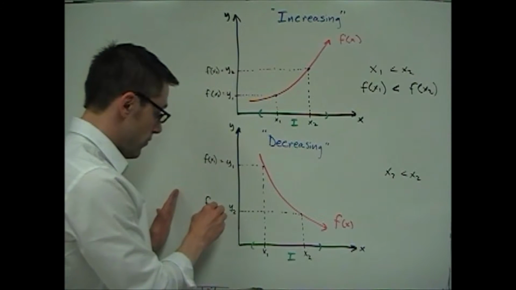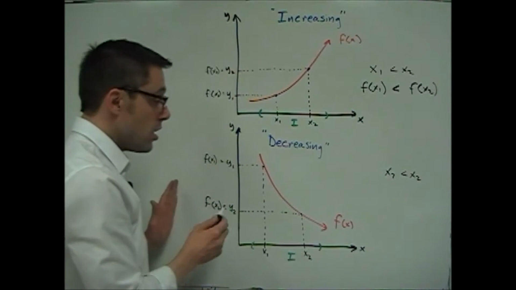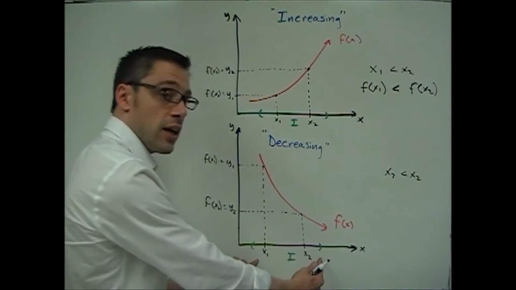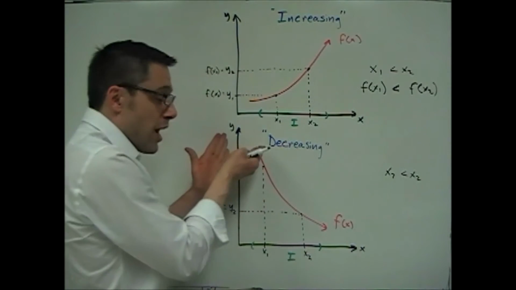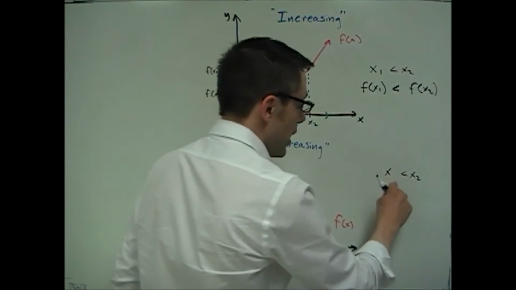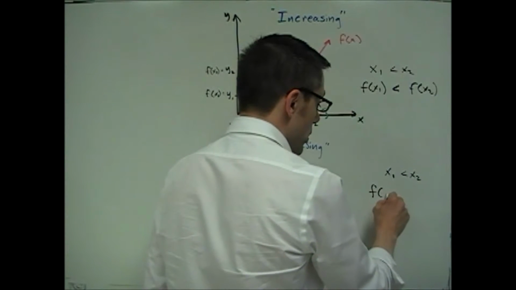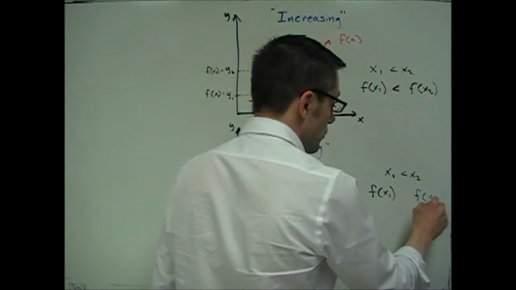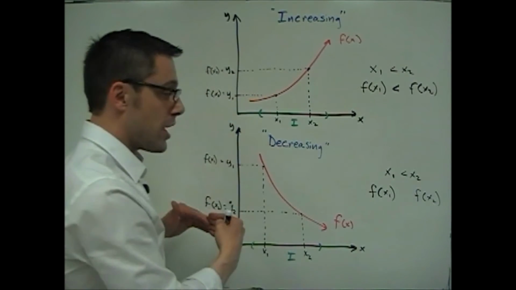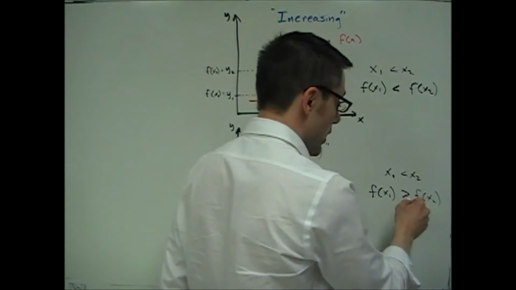So this is f of x2 is y2. You can see y1 is above y2, and I'm increasing in x. So if I'm increasing in x, I should decrease in y. That's exactly what we mean by the definition. Again, x1 is less than x2, but f of x1 is definitely above f of x2, right? The y value is higher. So we have something like this.